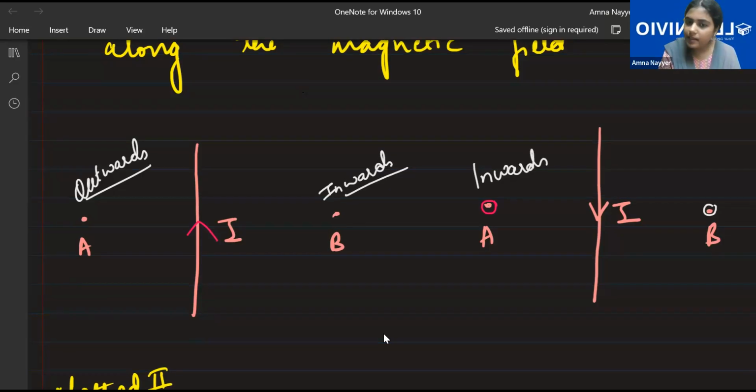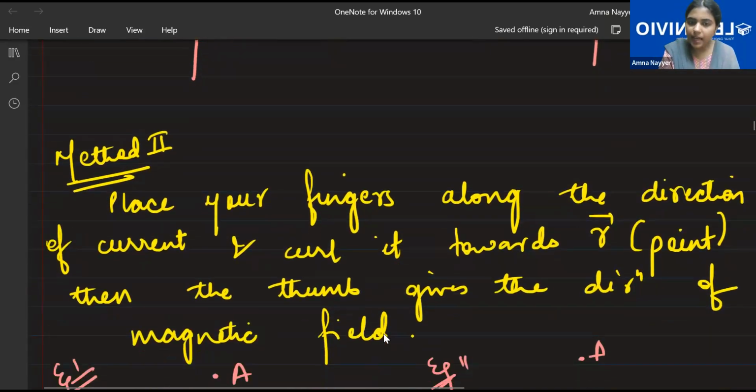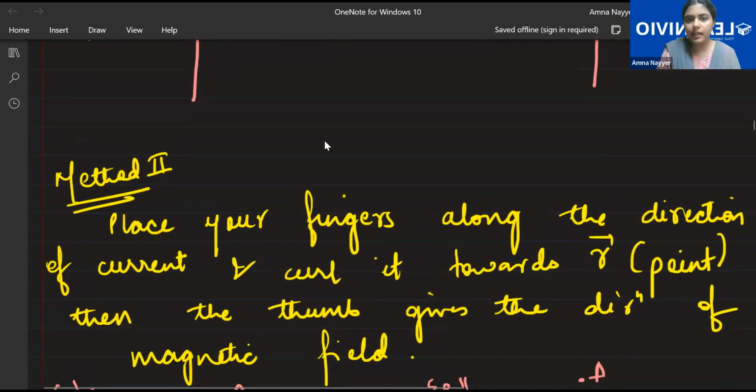So the second method is clear to all of you. I'm repeating it. Means the lines. Place your fingers along the direction of current. Okay, and curl it towards the position vector, means the point where you are calculating. Point is here, curl it like this. Point is here, curl it like this. Wherever the point is placed, then the thumb will give you the direction directly. It will point outwards, inwards. You don't have to predict anything. Is that clear, all of you?